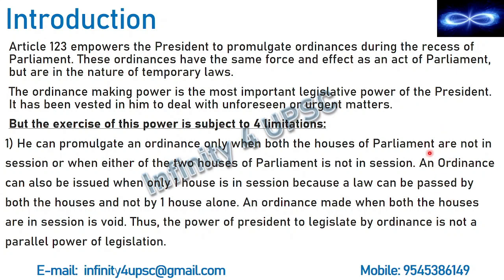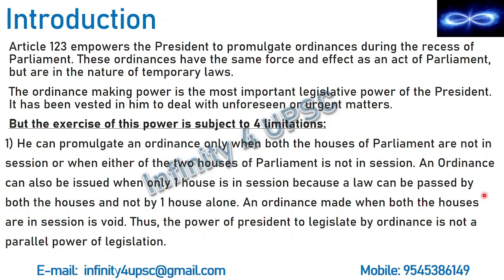Now here they are giving an explanation why an ordinance can be issued when one of the houses is functioning. An ordinance can also be issued when only one house is in session because a law can be passed only when both the houses are in session and not by one house alone. I have already told you that the idea or the proposal will arise in the mind of a member of one of the houses and he will discuss it with other members of that house, and when that house passes the bill, it is transferred to another house and there also it needs to be passed and then it will go to the President. So here they are discussing the same thing. A law can be passed by both the houses and not by one house alone.